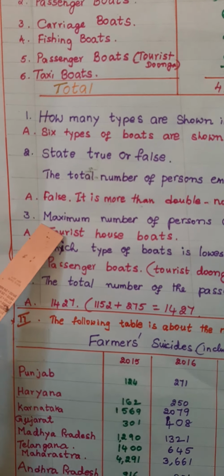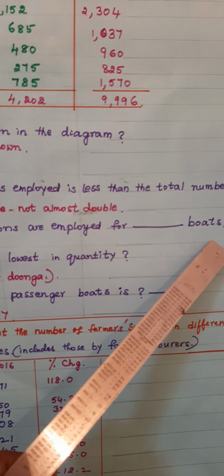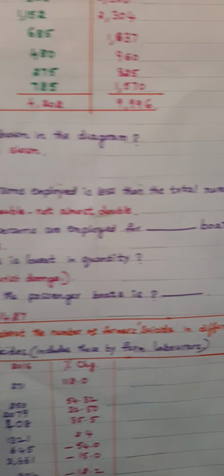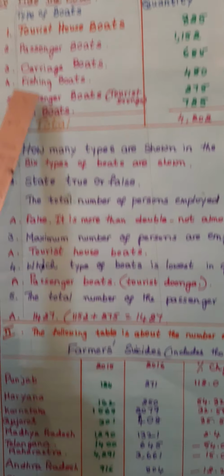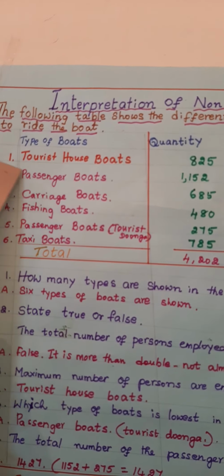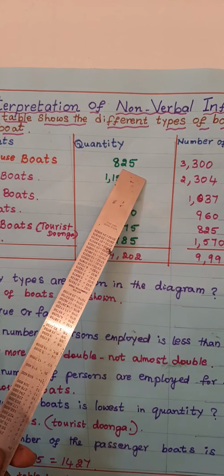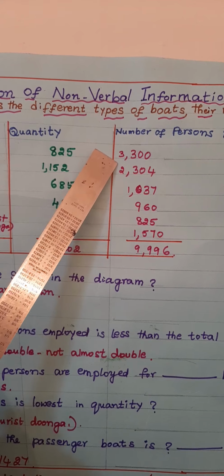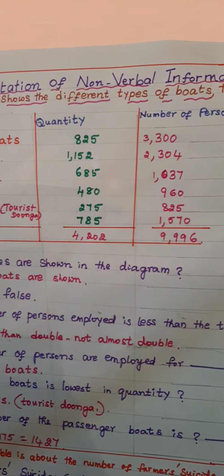So come to the third one. Maximum number of persons are employed for dash boats. How many people work on which boats? The most people work on tourist house boats. Look here, tourist house boats, there are 825, and 3300 members work there. That is the maximum.